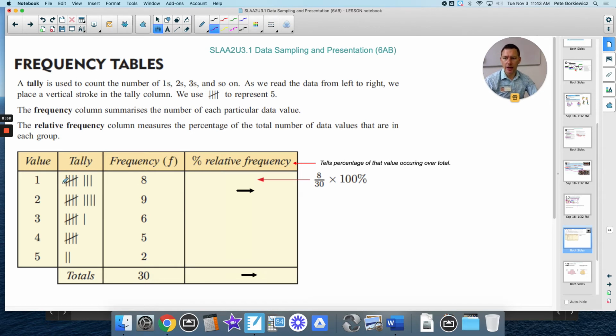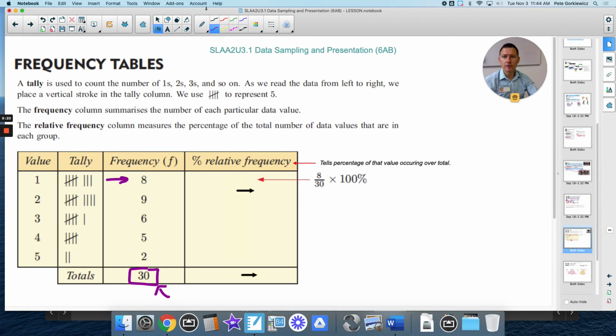And so since there were 8 1s, you put a frequency of 8. This is a summary of the tallies. Often we'll use a relative frequency column to show how many of these over the total. So if you add up all the frequencies, you should get the total number of tests. This is the 30 AP tests.